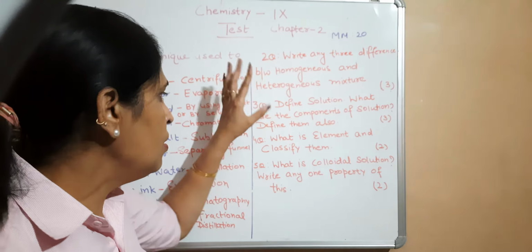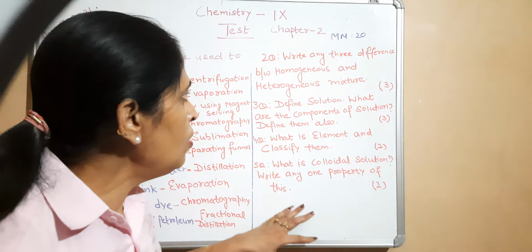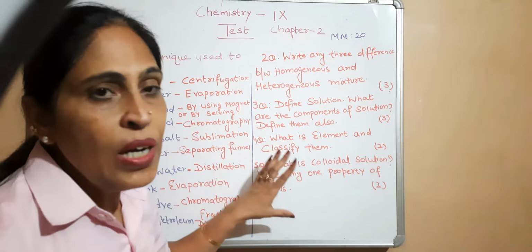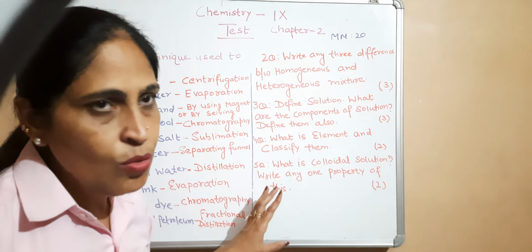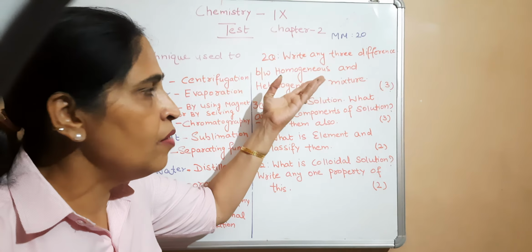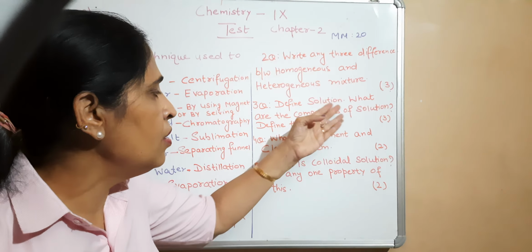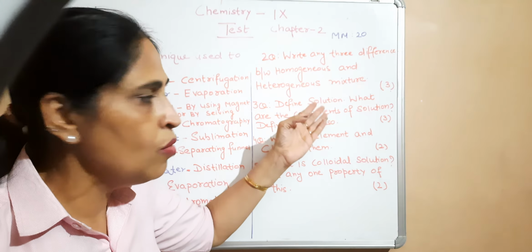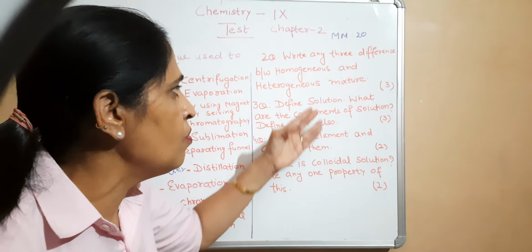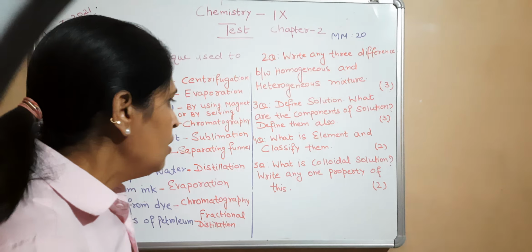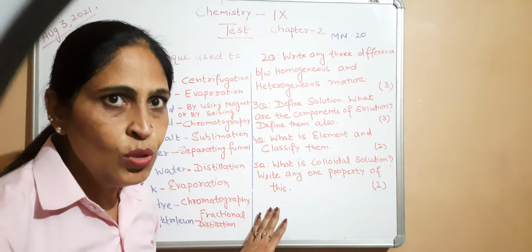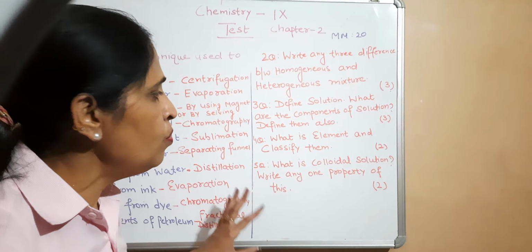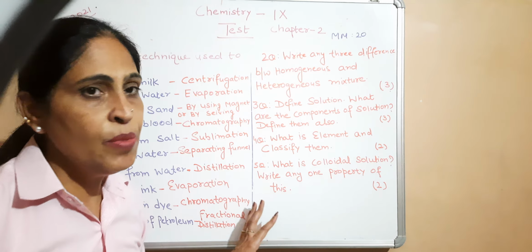I think this will be clear to you all, and you have to write the answer according to the marks. Here, 3 differences and 1 mark for each difference, and there the definition of solution and the components, that is 1 mark each, and the answer should be according to the marks, and it should be related to the point that has been asked.